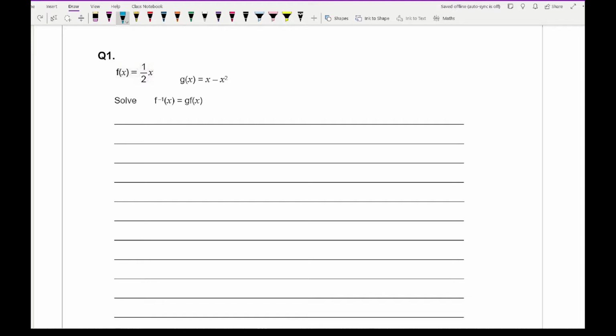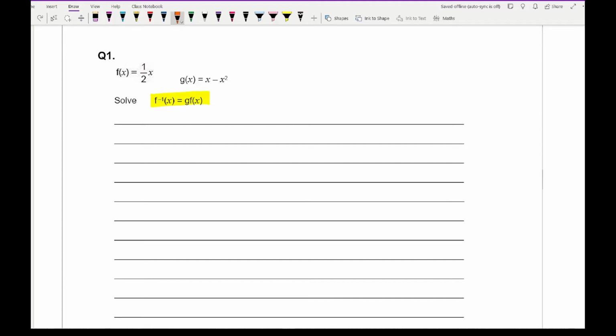So looking at question 1, it says f of x equals a half x, g of x equals x minus x squared, and we need to solve the inverse function of f equaling gf of x. So the first thing we need to do before solving this particular equation is to first of all find what the inverse function of f is and what gf of x is.